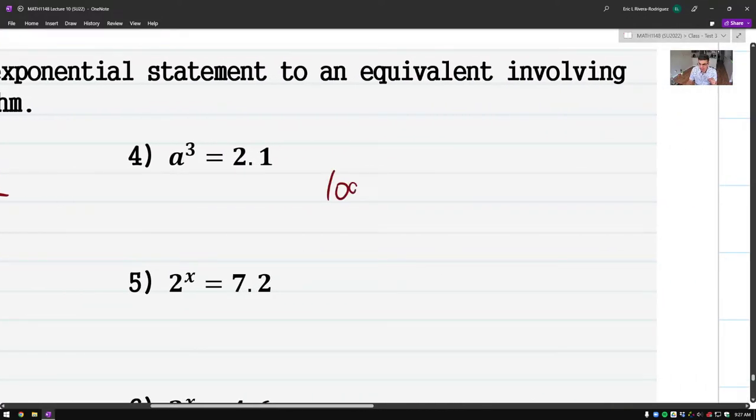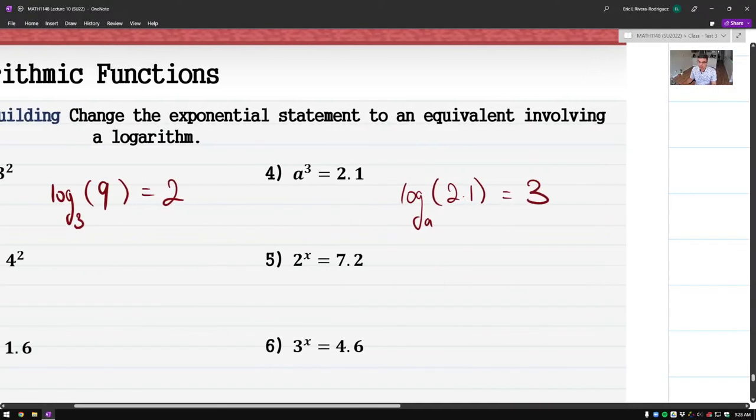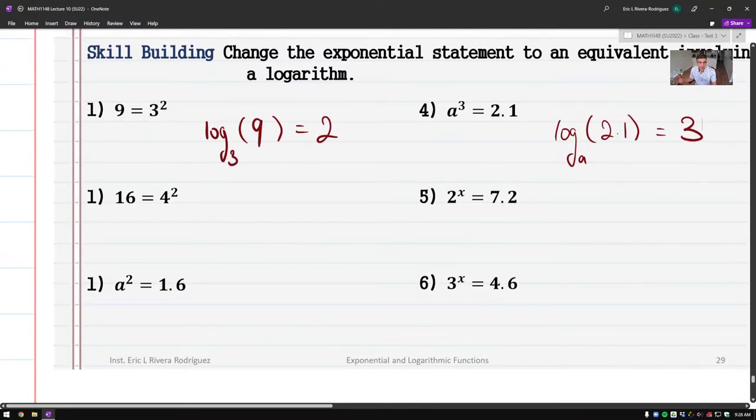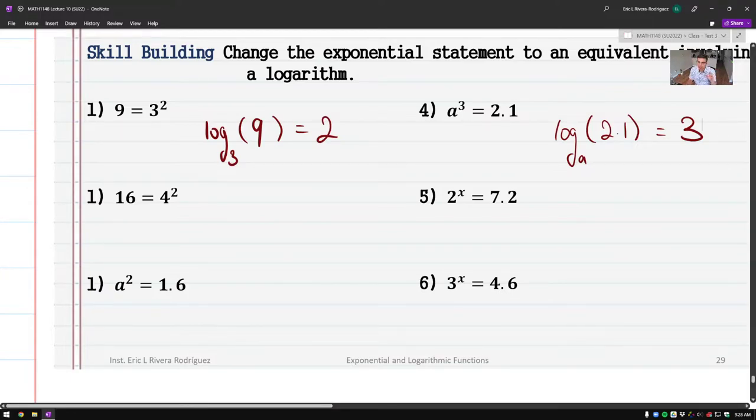Okay, let's try number 4. The base is A, the argument is 2.1, and the power or the output of the logarithmic function is 3. It doesn't matter if we have a decimal, a whole number, or a fraction. As long as we follow these steps, we are going to do well when changing from exponential form to logarithmic form and vice versa. Any questions?